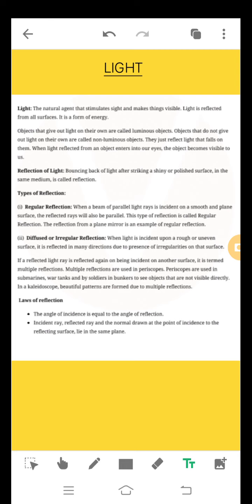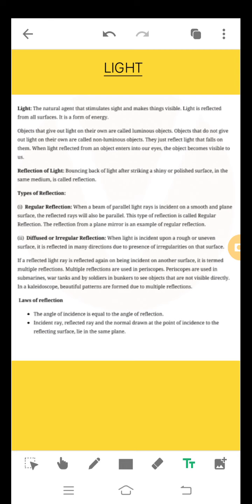Light, the natural agent that stimulates sight and makes things visible, is called light. Light is reflected from all surfaces and it is a form of energy. So we can say that light is a form of energy that gives a sensation of vision.